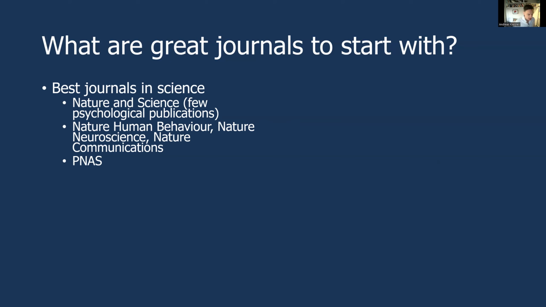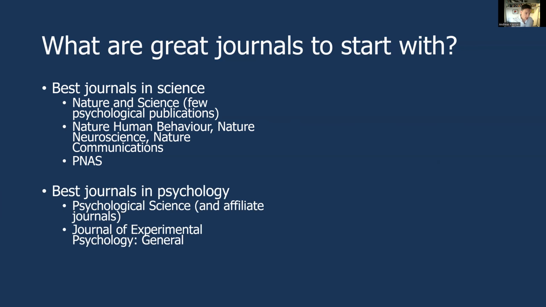PNAS, Proceedings of the National Academy of Science, is another general one. So if you find an article in one of these on your topics, just read that. That will be a great one. I mean, Nature and Science are often just a page or two long. Nature Human Behavior, Nature Neuroscience, Nature Communications, and PNAS are longer.